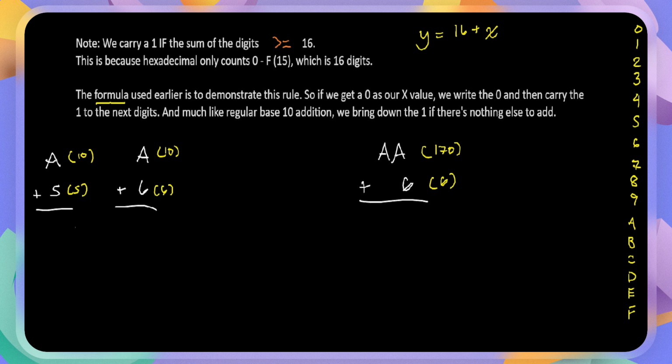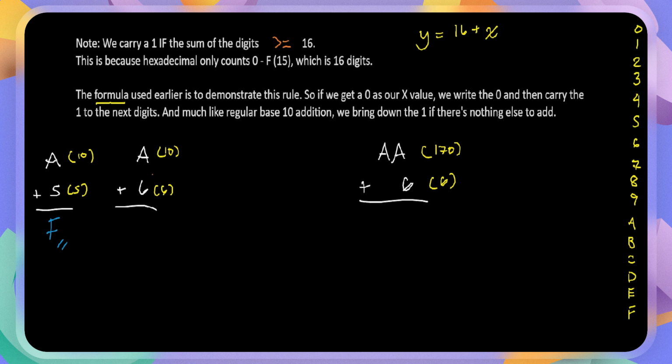Anyway, I'll show you what that looks like here with simpler examples. A, which is just 10, plus 5, which is just 5. So A plus 5 is 15. But again, 15 in hexadecimal is represented by an F. So we just write an F there. We don't need to do anything else.